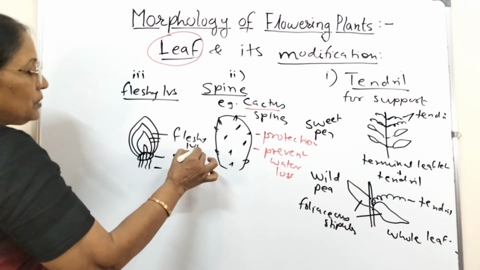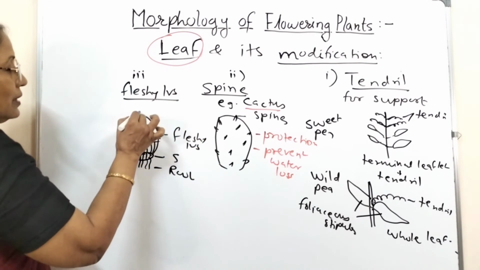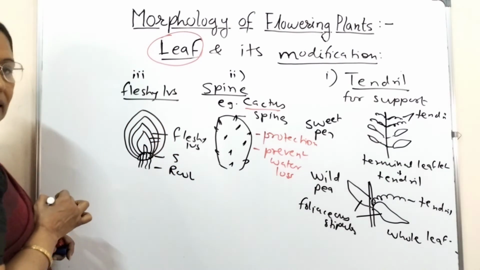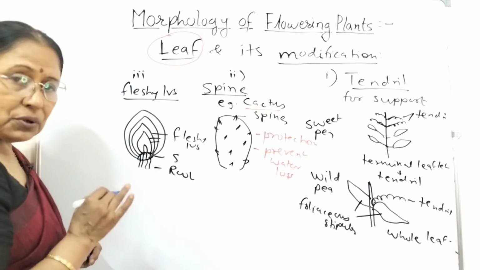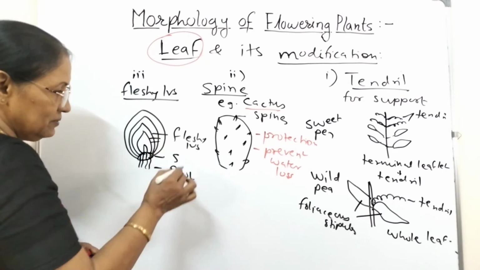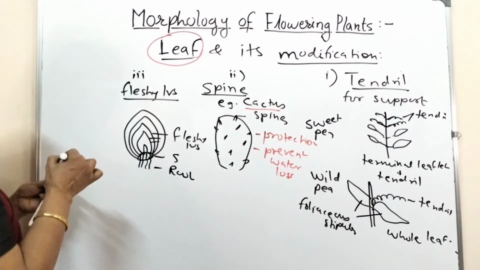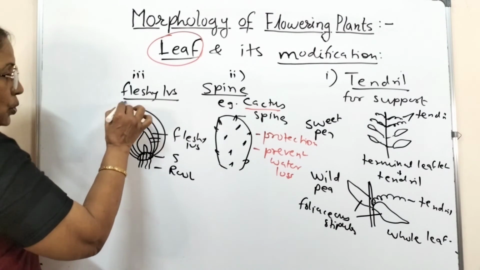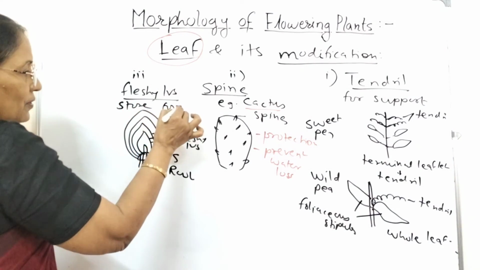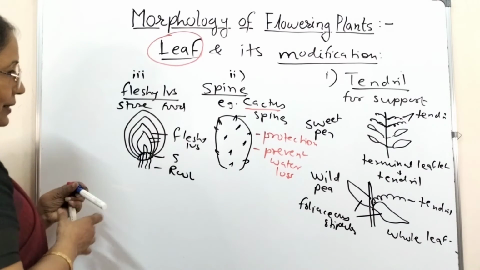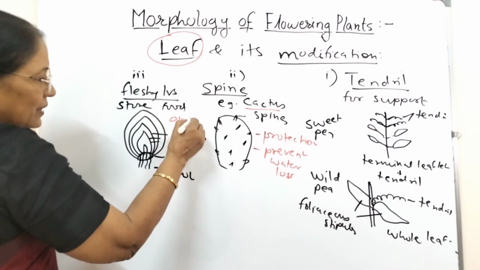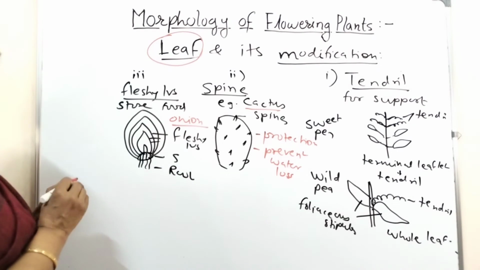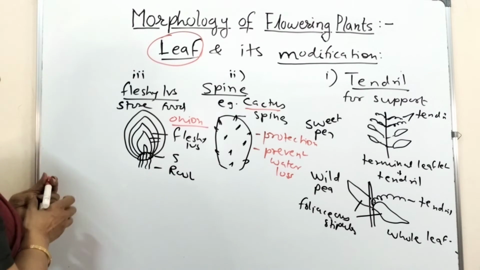On the outer side they are covered with a leaf which is not fleshy, which is having the protective function, but these are the fleshy leaves. These fleshy leaves, their function is to store the food, storage of food, and the example is onion. Onion, garlic, everyone is having the fleshy leaves.